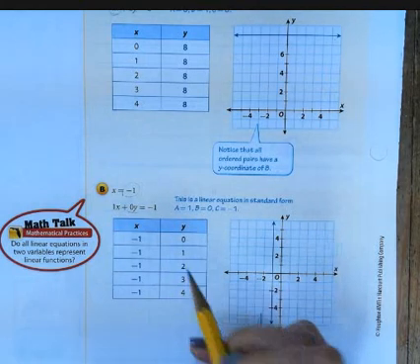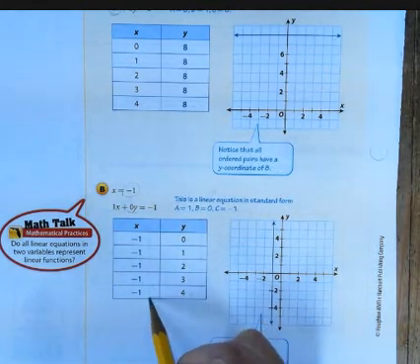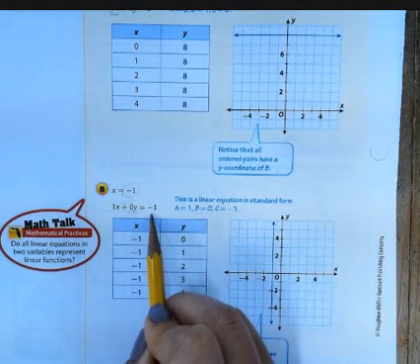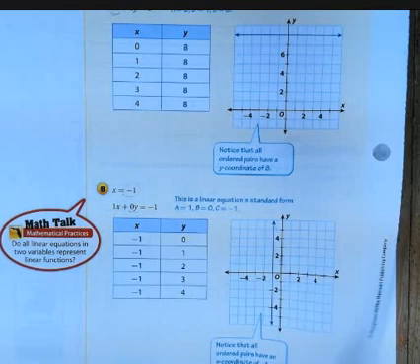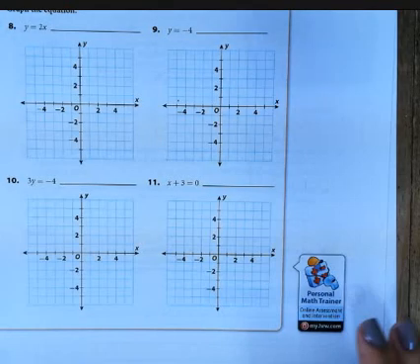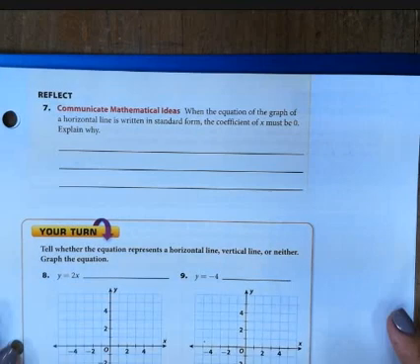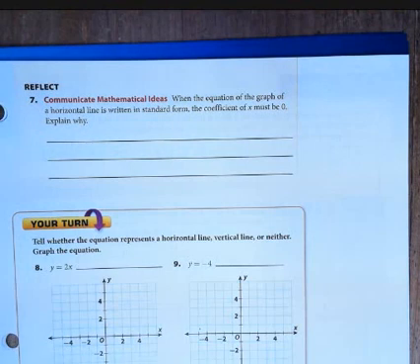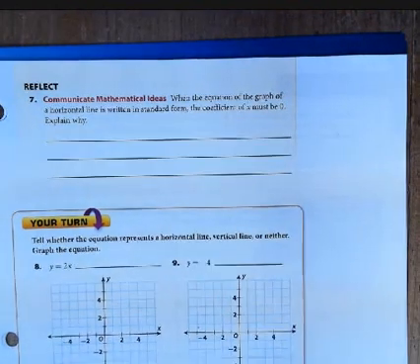Now, looking at this reflect question, it says, when the equation of a graph of a horizontal line is written in standard form, the coefficient of x must be 0. Explain why. When the equation of the graph of a horizontal line is written in standard form, the coefficient of x must be 0.